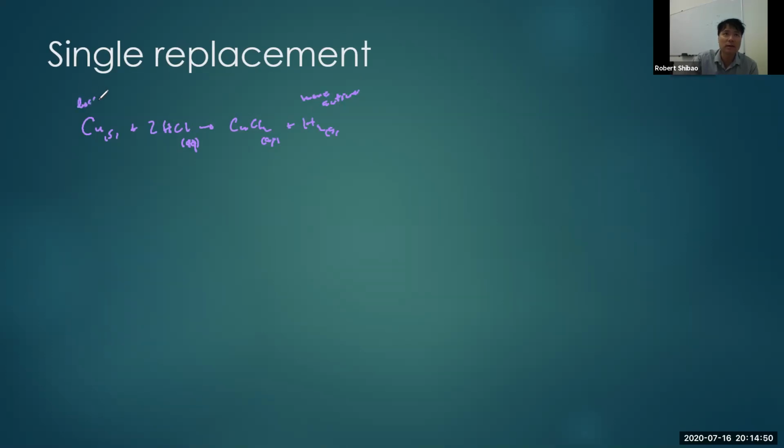This is less active. So which direction is downhill? Is the forward direction downhill, or is the reverse direction downhill in this case? We're going from less active to more active, so the reverse direction is downhill. This one wants to go downhill, but we're stuck at the bottom of the hill, and we can't go up the hill. And therefore, what we say is NR. NR stands for no reaction.